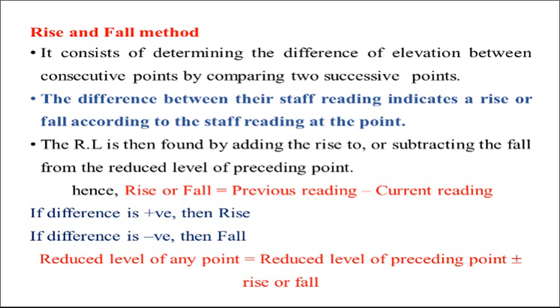If the difference is positive, then there is a rise from first to second, and if the difference is negative, then there is a fall from first to second. After that, the reduced level of any point is equal to the reduced level of the preceding point plus or minus rise or fall. So if there is a rise, we add it, and if there is a fall, we subtract it.